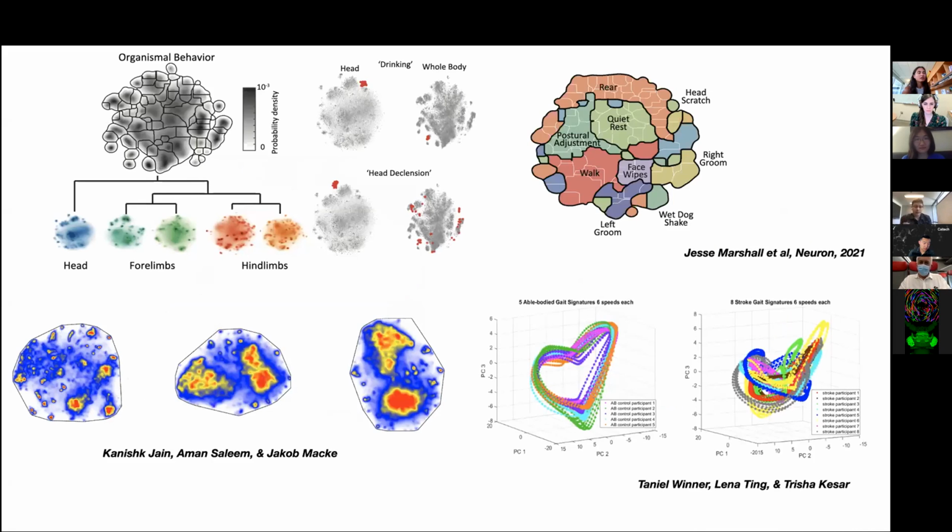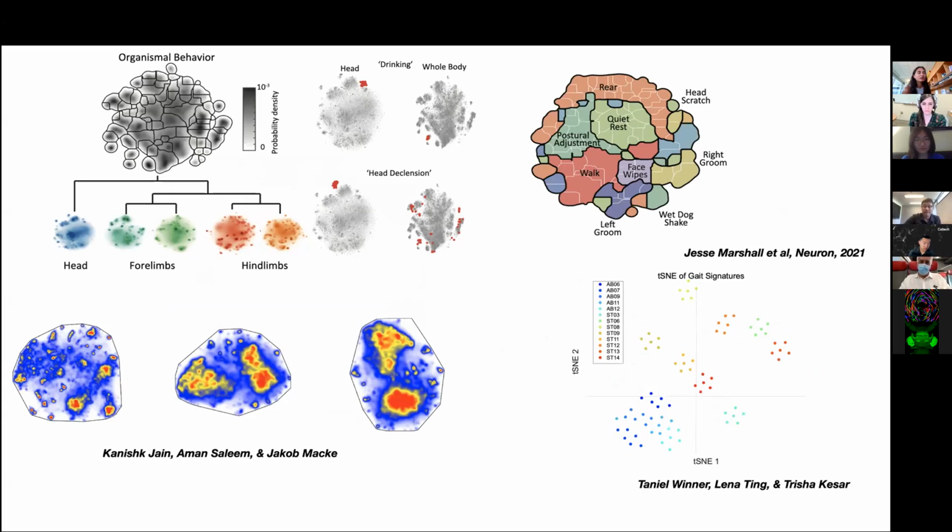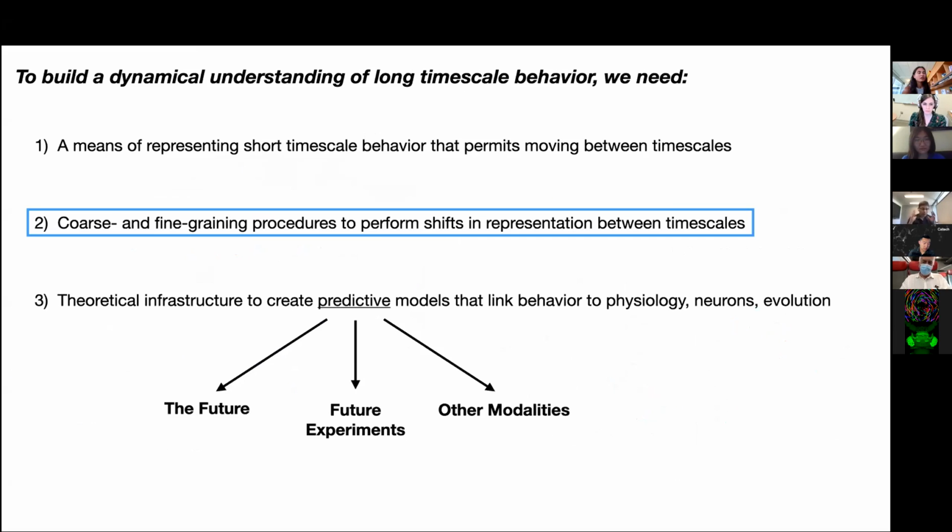Not to belabor it too much, we've done a bunch of other more recent papers talking about other animals, whether it's rats in this recent paper, or humans in stroke rehabilitation, or looking at stuff across multiple time scales. I'm happy to chat about this more directly later. But okay, so we have this representation at the shorter time scale. How do we move from these shorter time scales out to longer time scales?